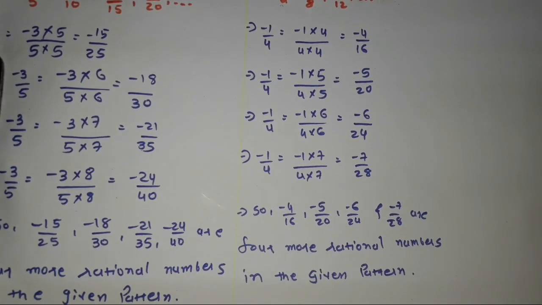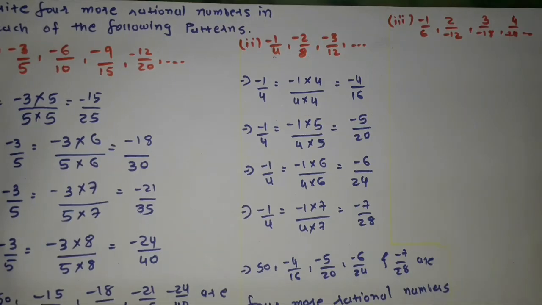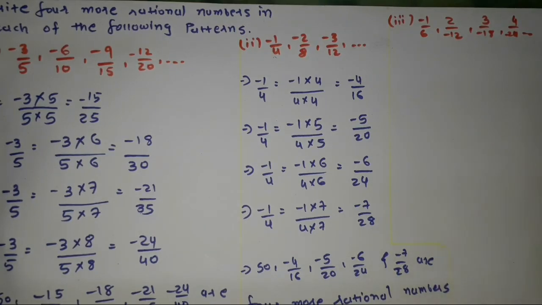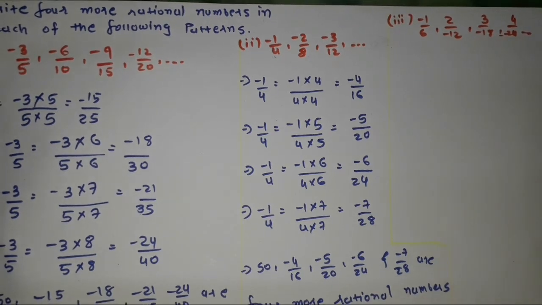Similarly, moving to the next one. The next question is minus 1 upon 6, 2 upon minus 12, 3 upon minus 18 and 4 upon minus 24. So this pattern is given. In that, the first rational number, minus 1 upon 6, is given and the remaining are 2 upon minus 12, 3 upon minus 18. This type of situation is there. So no need to worry in this situation. This is there to confuse us.